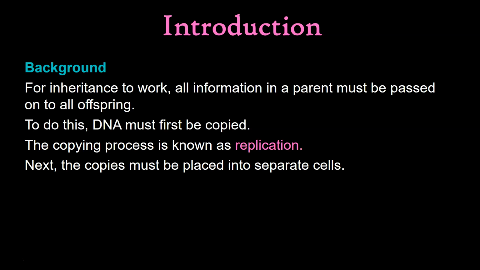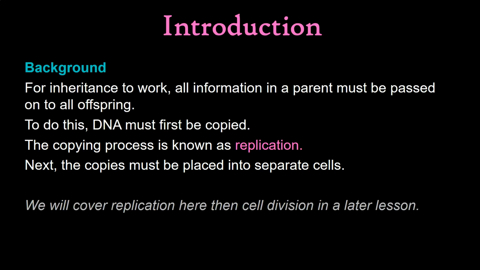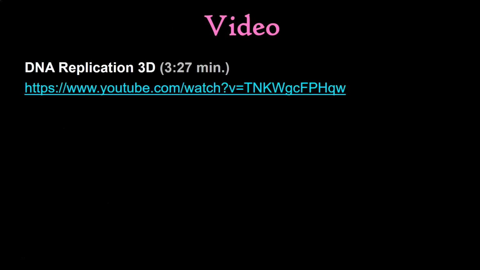Okay, well, once the DNA is replicated, the copies have to be put into separate cells. Now, we're only going to cover the process of replication in this lesson. The process of cell division is going to come in a later lesson. So don't worry about the next step. Just think here about how DNA goes from being one molecule to being two identical photocopied molecules. And by photocopying, again, I'm using that book analogy that we've been using in the last couple of lessons.